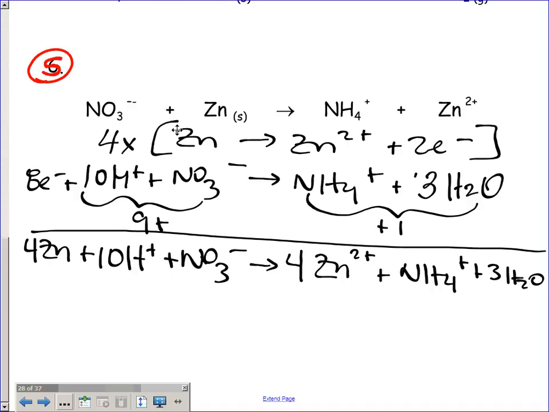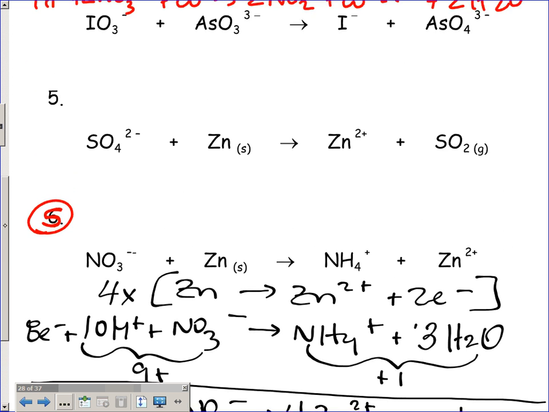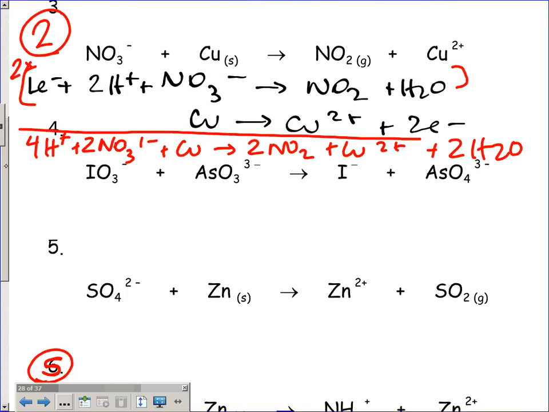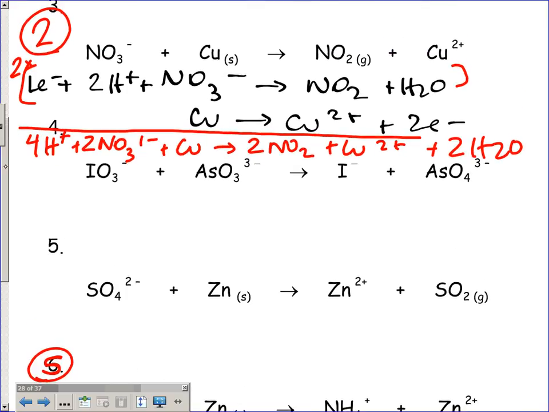Can I just do a quick check to see if we're okay on number 2 and number 5? So number 2, look back up here real quick. You with me? You got 4H plus 2 nitrates plus 1 copper yields 2 nitrogen dioxides plus copper 2 plus 2 waters. This is number 2. Okay. So you had the balancing act of 2 electrons for the copper and 1 electron for the first half reaction, and so you multiply the entire first half reaction by 2, and then you sum them. I canceled my electrons as I was going. So I will review that if I need to. I'm going to leave it there. I'm going to go over 5 in about a minute.